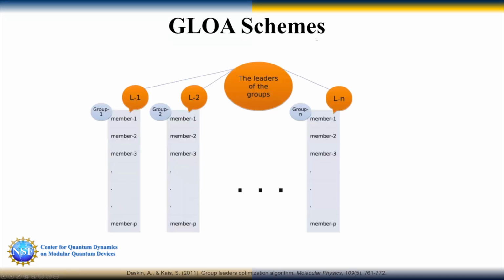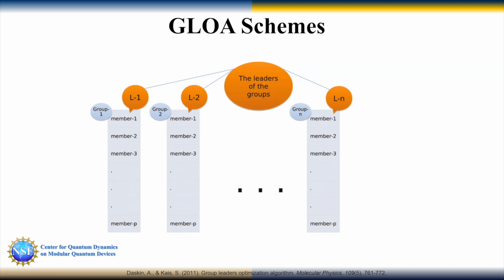Okay, next, let's talk about the GLOA scheme. The GLOA at the beginning will generate a large number of candidates. In our case, it will generate a large number of randomly generated quantum circuits that follow the basis set decided by the user, and also the circuit depth decided by the user. Then the GLOA will divide those candidates into groups that have the same number of members within. By dividing them into groups, the GLOA can process each group in parallel and thus save some computational time.